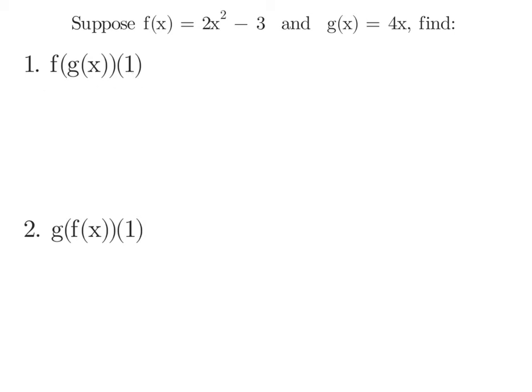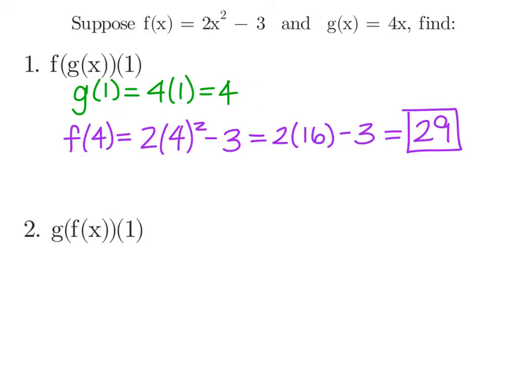The first thing I'm going to do is input 1 into g of x. When I do that, I put 1 in for x here, and so g of 1 is 4. Now I'm going to take that result and plug it in for f. So f of g of x when x is 1 is 29.